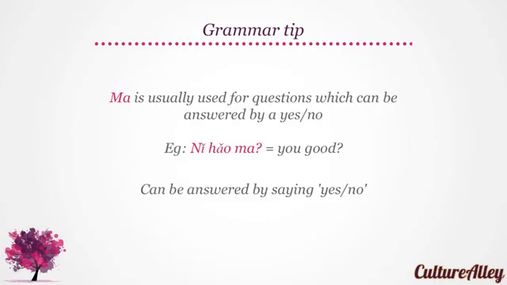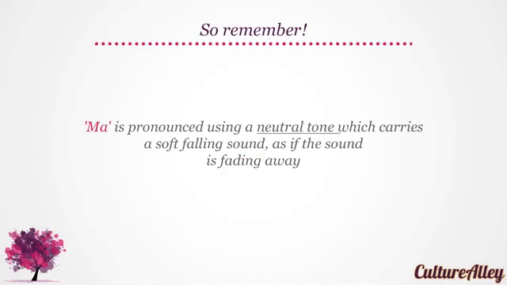It's important to note that ma is usually used in simple yes or no questions. For example, ni hao ma. That translates to you good, can simply be answered by saying either yes or no. This is important as we will encounter more than one type of question particles in Mandarin. So remember that ma is pronounced using a neutral tone, which carries a soft falling sound, as if the sound is fading away.